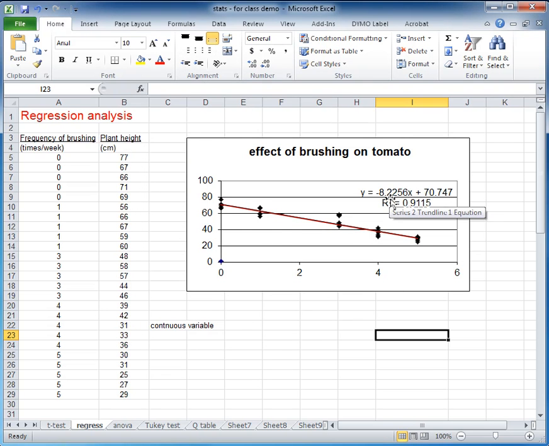So it has a slope of -8, so it's going down 8 units for every 1 unit we go across. And it has an intercept of about 71. That's where it hits the y-axis. Again, middle school algebra stuff here.